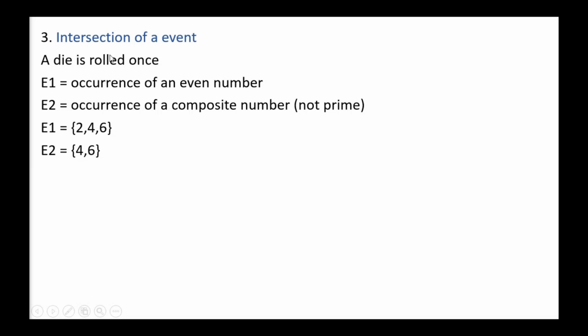So what is the intersection of events? In this case the intersection of E1 and E2 means finding the numbers which are common to both of them. We can see that 4 and 6 are common, therefore E1 intersection E2 will be 4, 6. Now let's find the probability of E1 intersection E2.